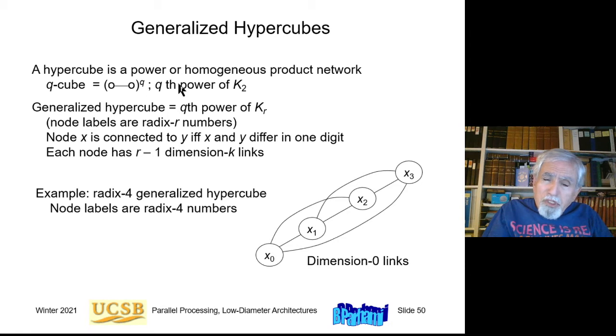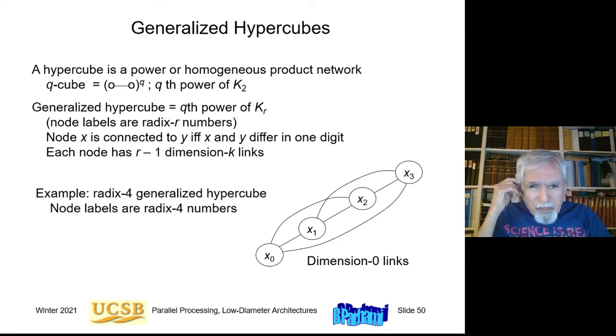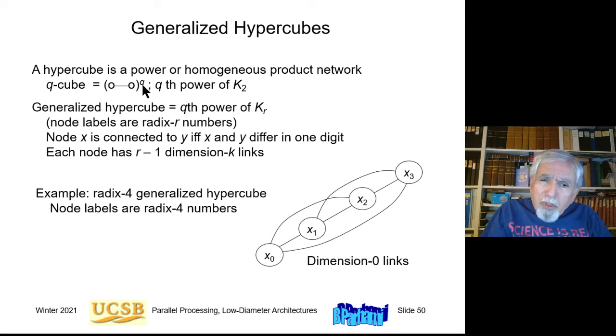Well, this suggests an interesting generalization. What if I use K3 or K4 as sort of the basis or the initial network? So here is K4, a four-node complete graph where every node is connected to every other node. If I raise this to the power Q, in other words, multiply by itself Q times, I get a network that is known as generalized hypercube. So it shares with the hypercube the structure that it's the qth power of some basis network. But that basis network, instead of being the two-node complete graph, is the four-node complete graph or the three-node complete graph.